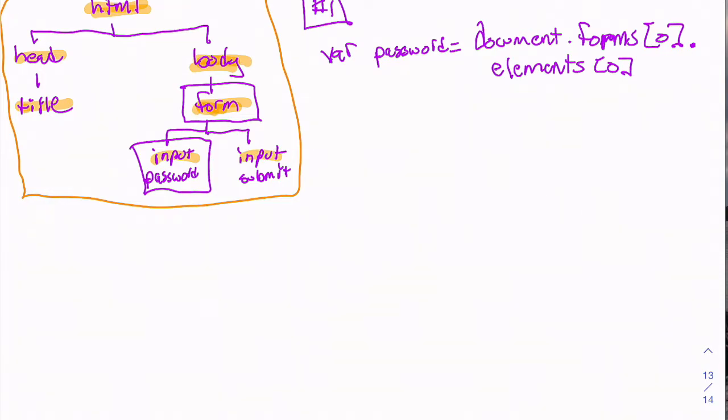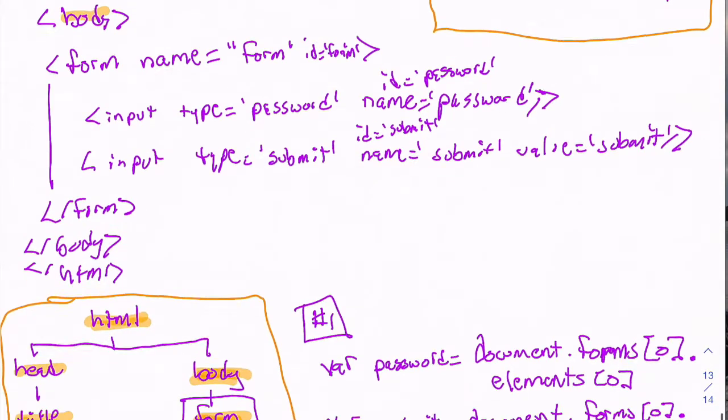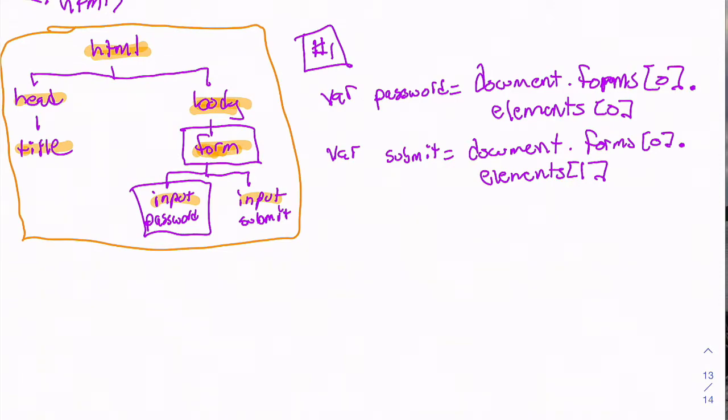Okay. Let's say I wanted to get access to the submit button. So I could say var submit equals document dot forms sub 0 dot elements sub 1. Okay, cool. So that's one way. I can also get access to the element by name. All right, so here's mechanism number 2.